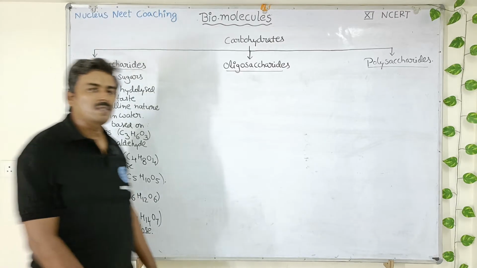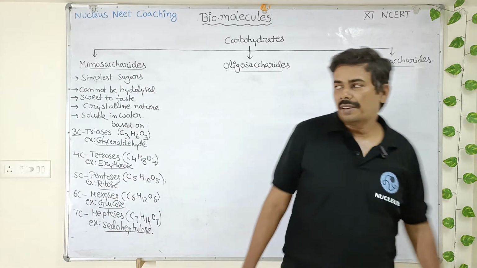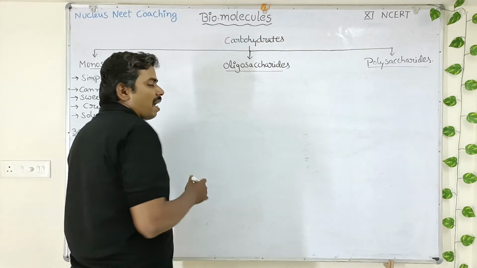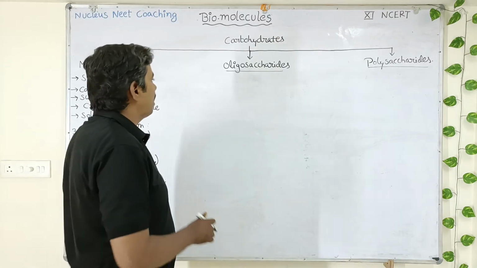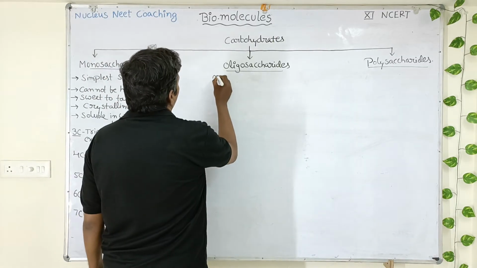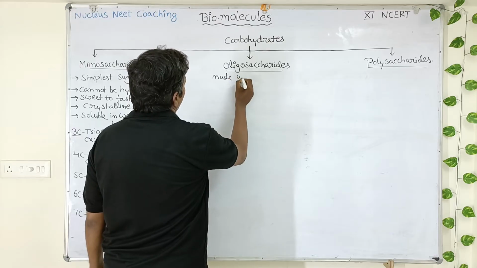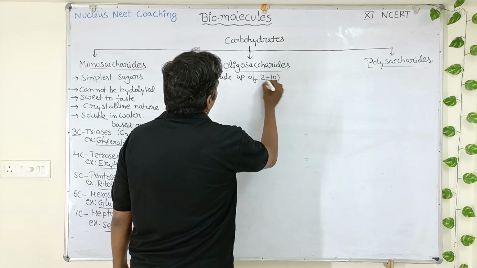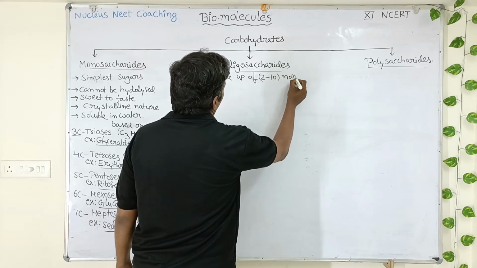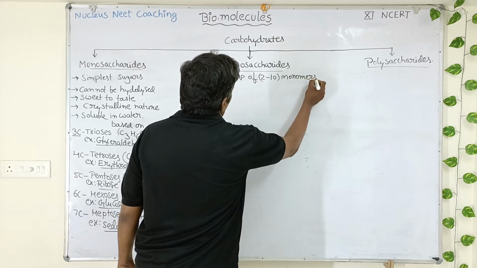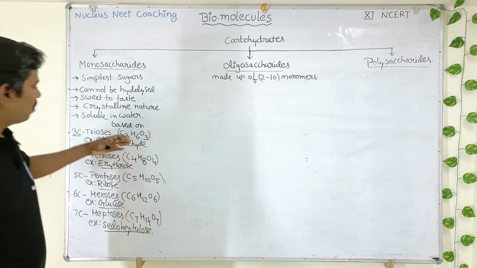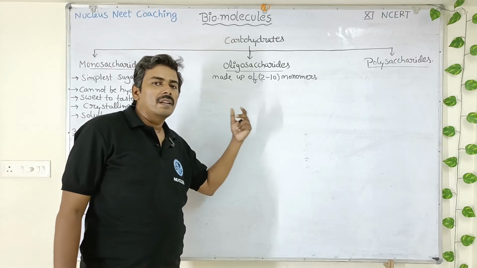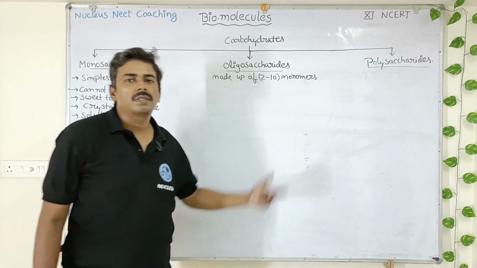Now let us see oligosaccharides. What are oligosaccharides? Oligo means few. So oligosaccharides are carbohydrates which are made up of a few monosaccharides as monomers, about 2 to 10 monomers of monosaccharides. So these monosaccharides will be repeating 2 times or 3 times.